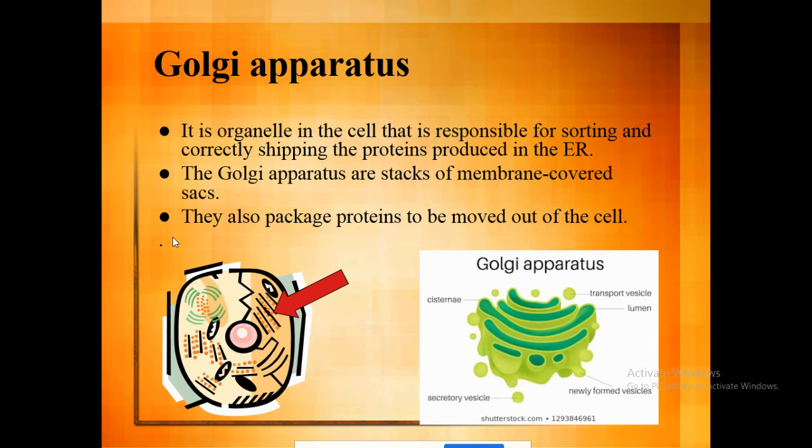Coming to the Golgi apparatus, you can see the diagram here. And as I told, whatever is produced in the endoplasmic reticulum is going to be packed or dispatched. So you can see that it is responsible for sorting and correctly shipping the proteins produced in the ER. Whatever the ER produces is going to be packaged and dispatched by the Golgi apparatus.